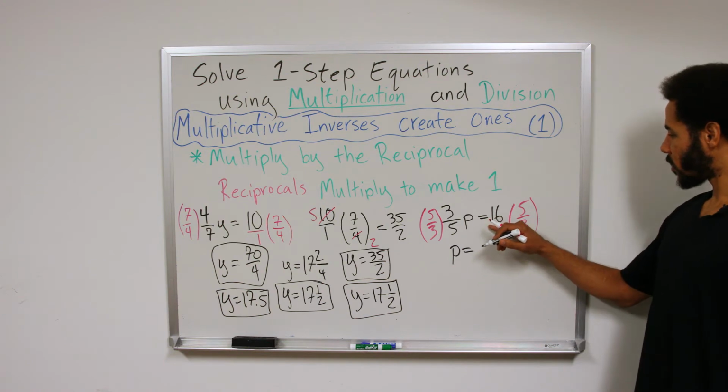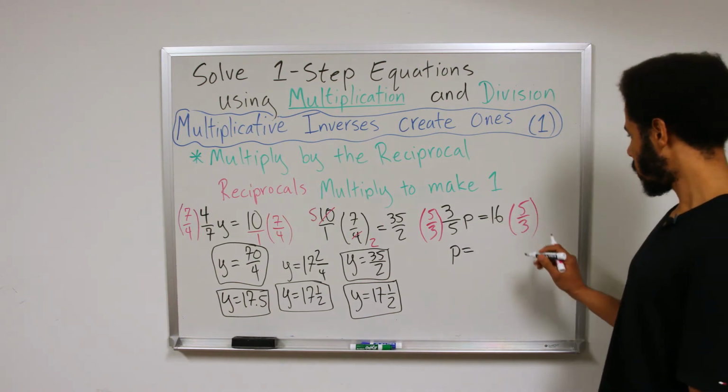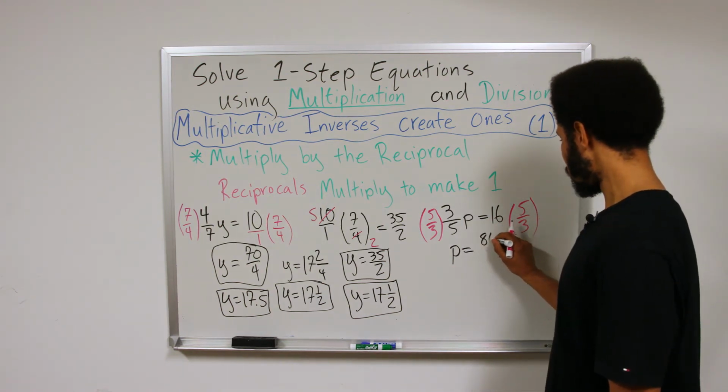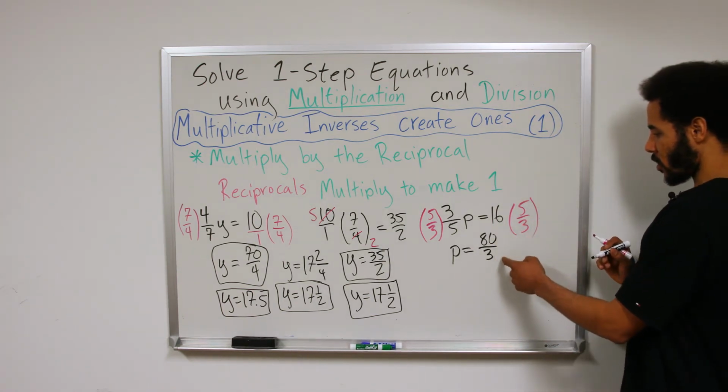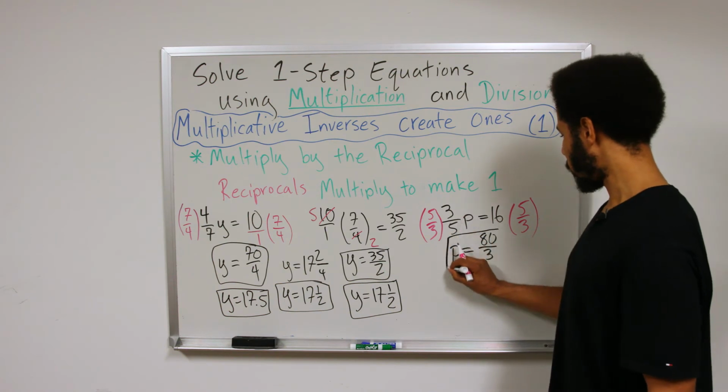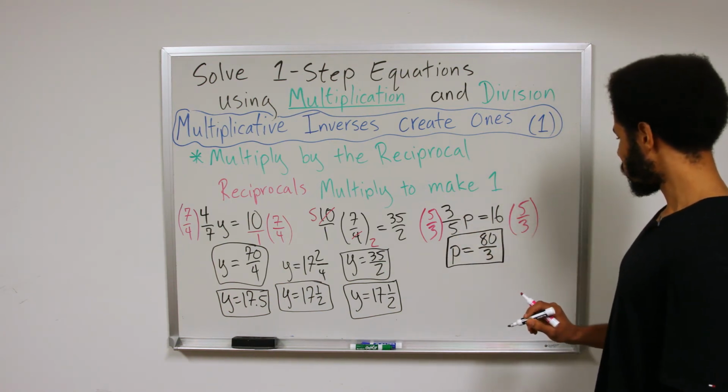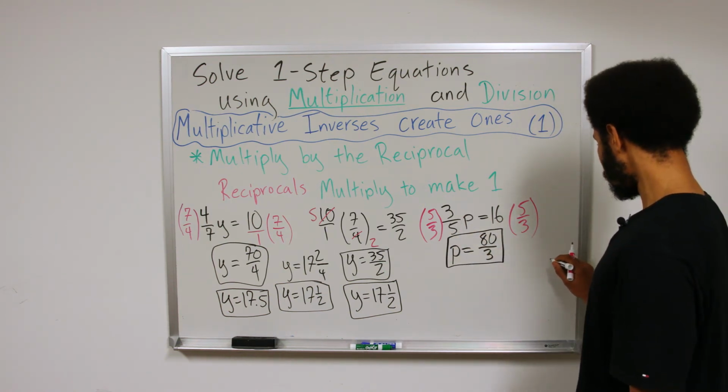5 times 10 is 50. 5 times 6 is 30. 16 times 5 is 80/3. Since 3 doesn't go into 80 evenly, this is an acceptable improper fraction as an answer. Really quick, we'll do some scratch work here. We'll say 80 divided by 3.